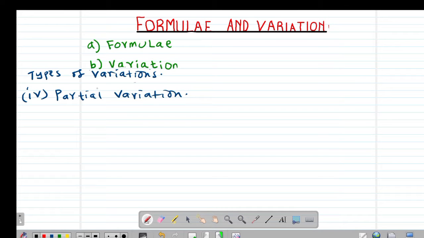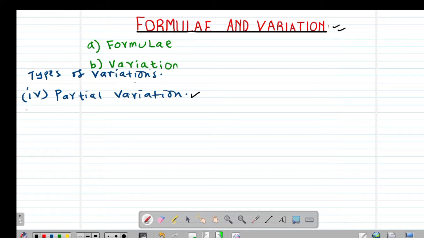Welcome to today's class. It's our 9th lesson on the topic formula and variation. Remember, in our previous classes we looked at the types of variation, whereby we discussed direct variation and also inverse variation. So in today's class we are going to look at the third type of variation, which is called partial variation.